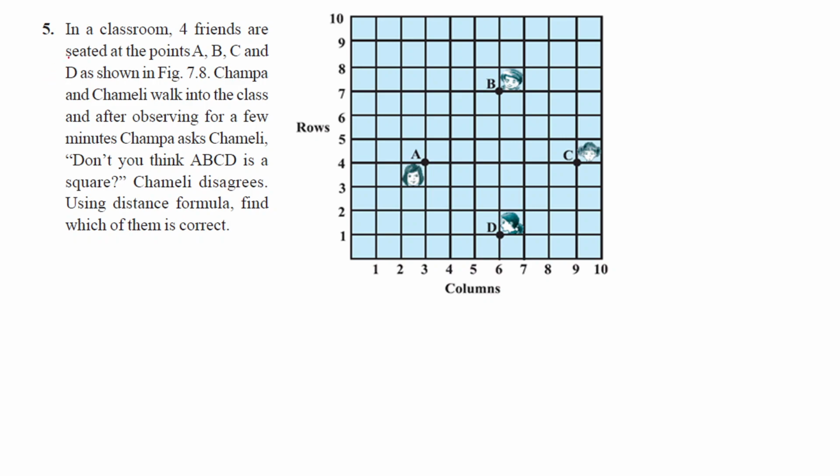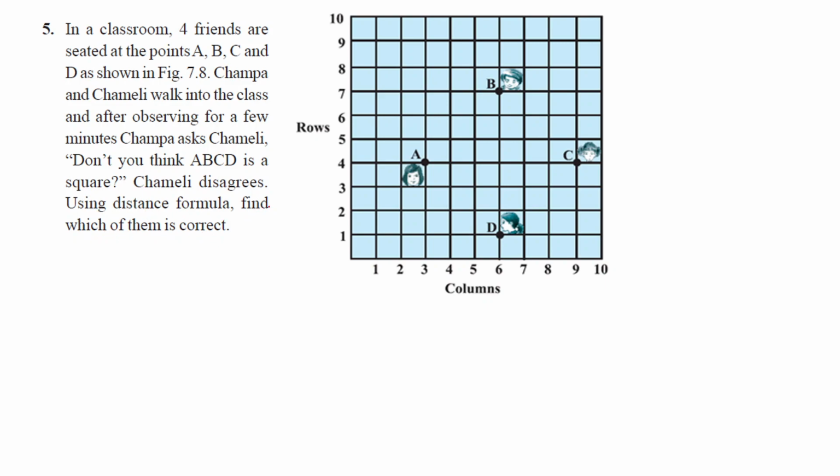Let's see question number 5. In a classroom, four friends are seated at the points A, B, C, and D as shown in the figure. Champa and Chamili walk into the class and after observing for a few minutes, Champa asks Chamili, "Don't you think ABCD is a square?" Chamili disagrees. Using distance formula, find which of them is correct.